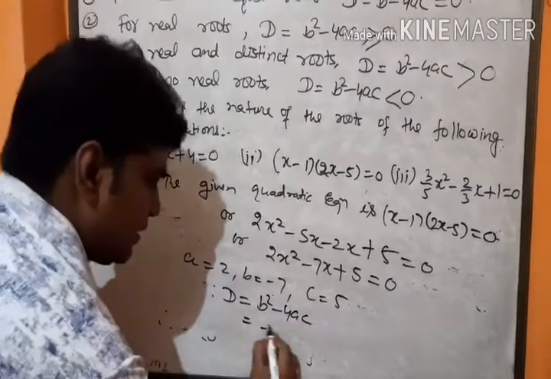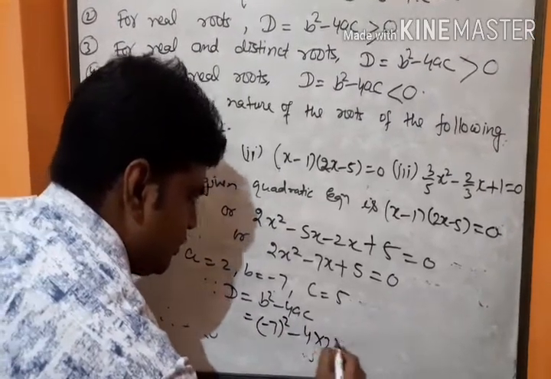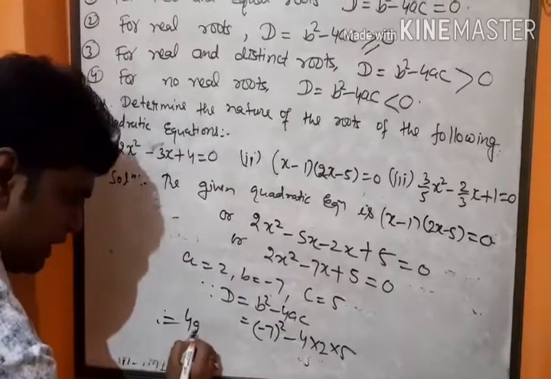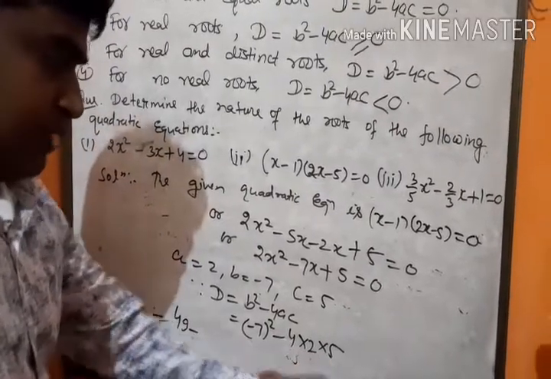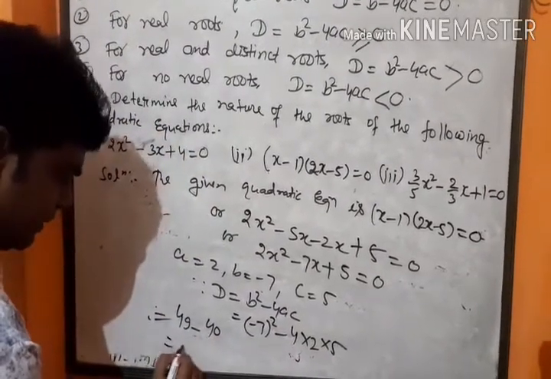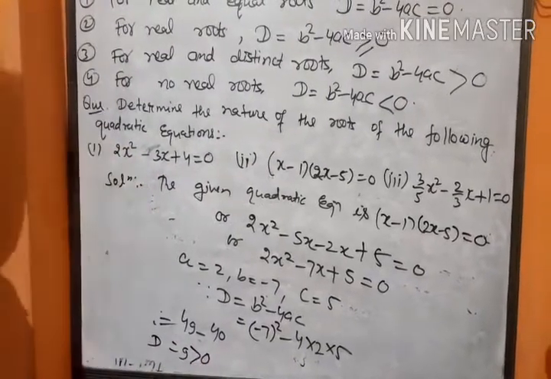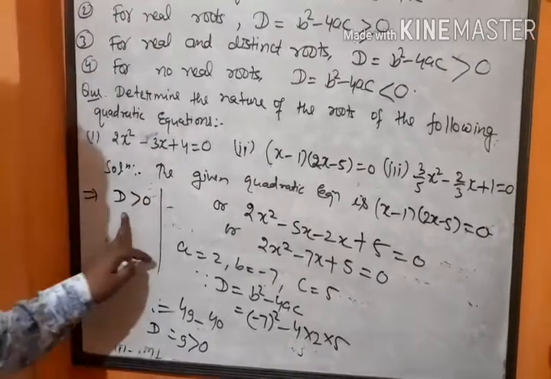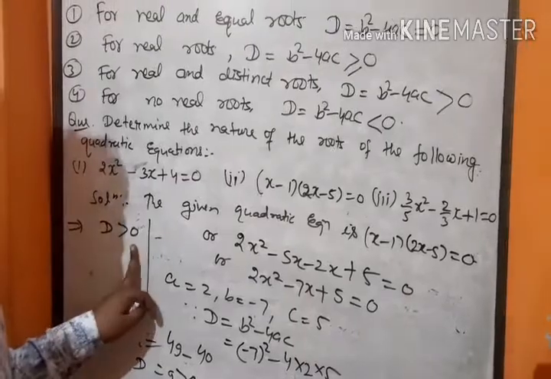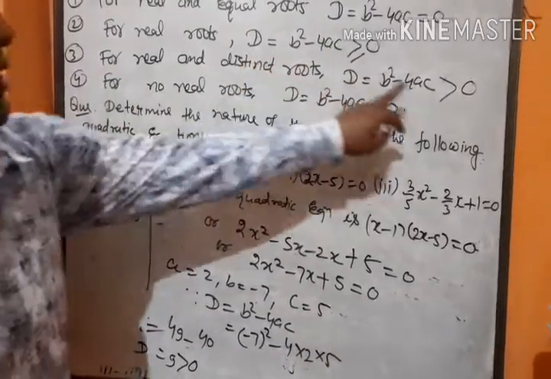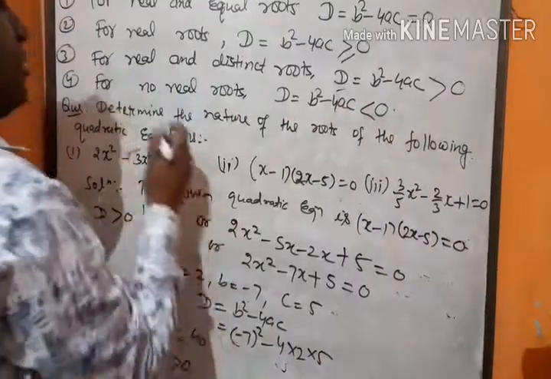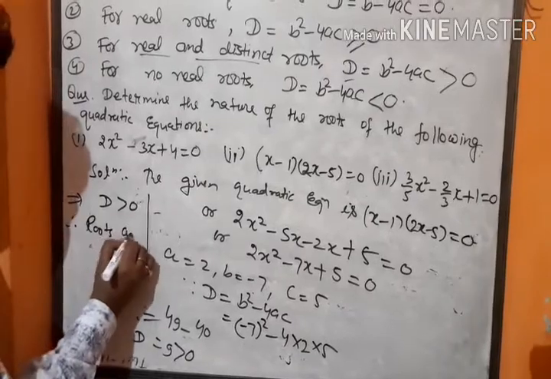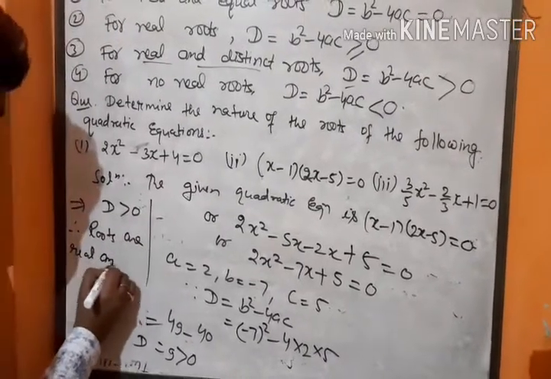So (−7)² minus 4 into 2 into 5, it gives 49 minus 4 into 2 is 8, 8 into 5 is 40. So it gives 9, which is greater than 0. So here we see that the value of D is greater than 0. It means that the roots are real and distinct. Whenever D > 0, the roots are real and distinct. Therefore, both roots are real and distinct.